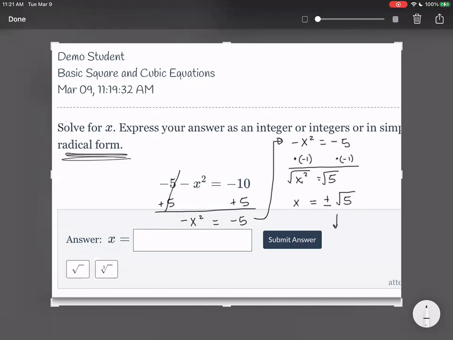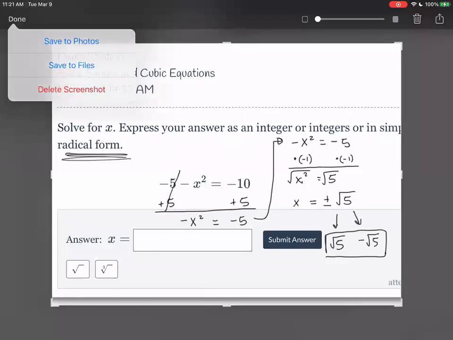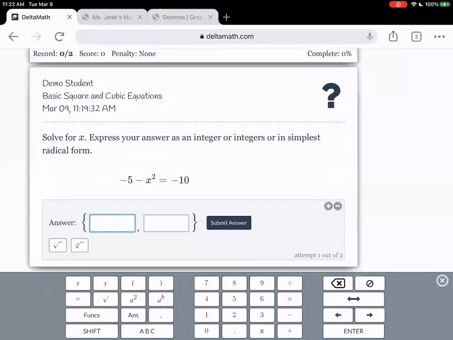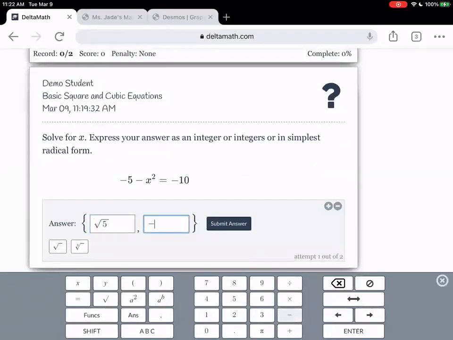And so remember that that plus or minus means there's two answers. There's positive square root 5 and there's negative square root 5. So these are our two answers. All right. Let's save that. So I'm going to make a second answer box, and I want square root of 5, and I want negative square root of 5. So I'm going to submit this.